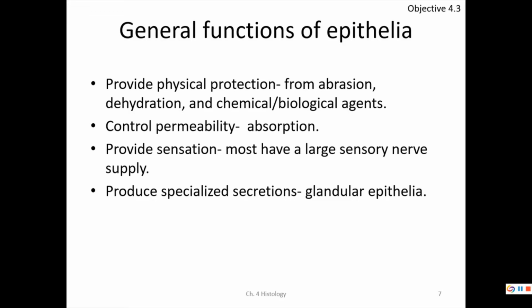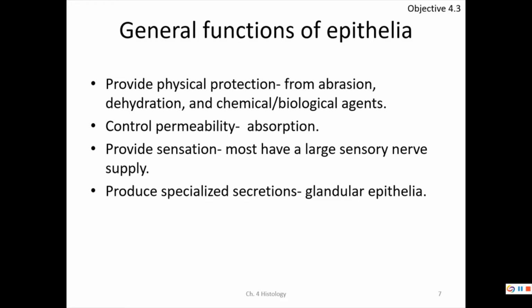But beyond that, also some chemicals. Now, some chemicals can absorb through the skin, like nicotine or other things. That's why we give transdermal patches for people who want to quit smoking. We can control the permeability, for example, absorption of the body, absorbing nutrients and things like that. They can provide sensation. Most epithelia have a very large nerve supply. They really will be connected to lots of nervous tissue. And that's because epithelia on the outside and the nervous system come from the same area of development. So we link them together.